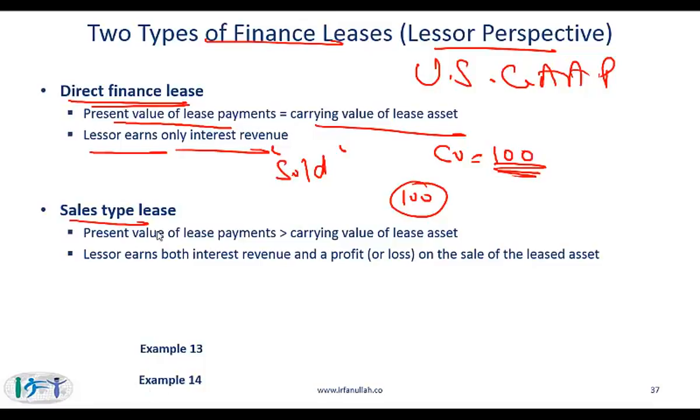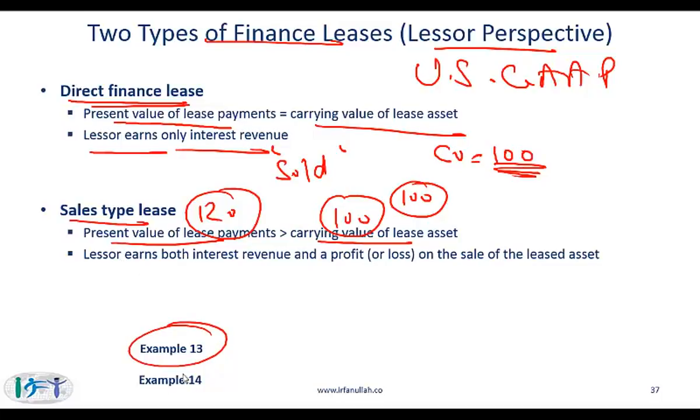The other scenario is where the present value of the lease payments exceeds the carrying value. If the present value is 120 and the carrying value is 100, then that extra 20 is booked as a profit. Just like when you sell something for greater than the cost of goods sold, that is profit. So in this scenario, it's called a sales type lease because you have sold, so there is a gain on sale, plus there is the interest revenue that the lessor will earn. Now you can do examples 13 and 14.